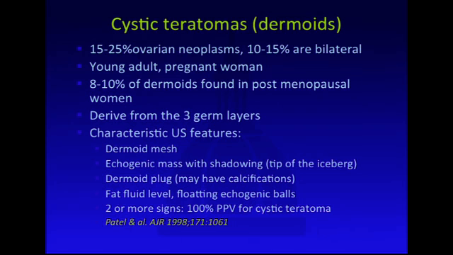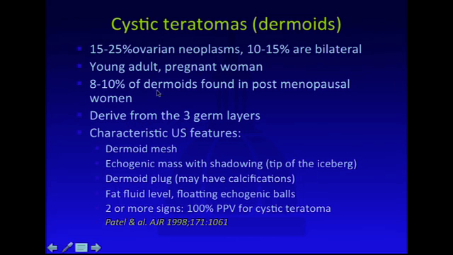So cystic teratomas or dermoids represent about 15 to 25% of ovarian neoplasms. 10 to 15% are bilateral. Typically they're found in young adult women. It's one of the most common tumors of the pregnant woman. However, some of them are never detected until after menopause, so 8 to 10% of dermoids are actually found incidentally in postmenopausal women. These are tumors that derive from the 3 germ cell layers, and they have characteristic ultrasound features.